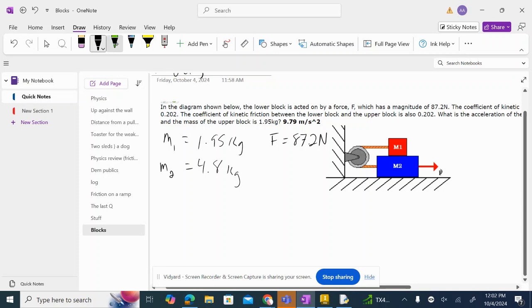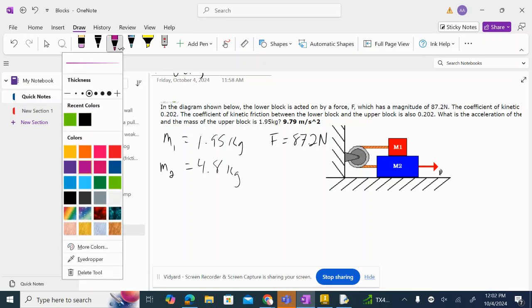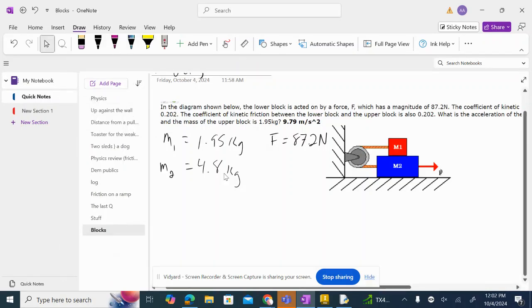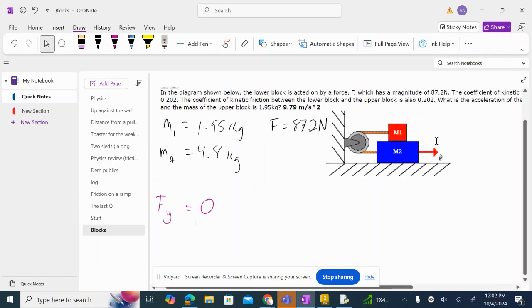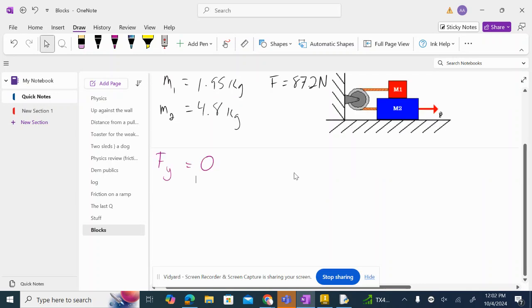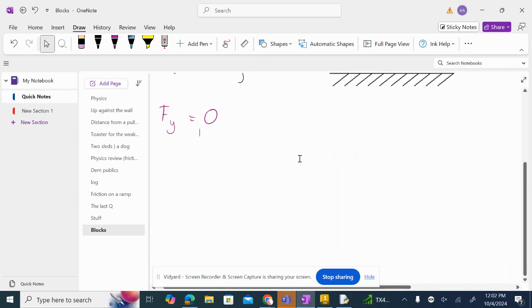Our Fy, I'm going to switch my color. Our Fy, let me scroll down also. I'm just going to do the theory of this. The Fy is equal to 0. We do not have any motion in the y-axis. There's only motion in the x-axis. So that's why friction is only available in the x-axis. Our pulley is in the x-axis. All of the motion is in the x-axis. Fy is equal to 0. And then the normal force of the second block, N21, is equal to mg.